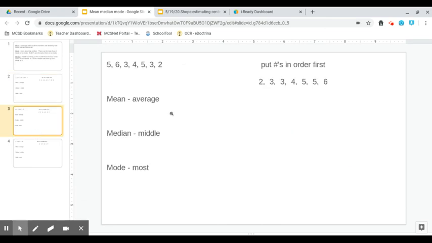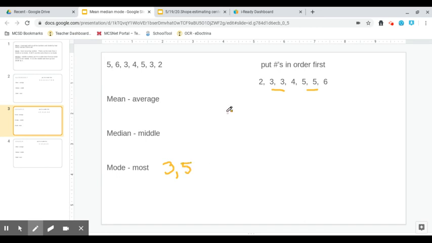Okay, now your next group of numbers, you have 5, 6, 3, 4, 5, 3, 2. Put them in order: 2, 3, 3, 4, 5, 5, and 6. Let's look at our mode first. I have 1 of these, 2 of those, 1 of these, 2 of those, 1 of these. So not everything's the same. There's more of these and more of these, and they tie for the most. So we have actually 2 modes, 3 and 5.